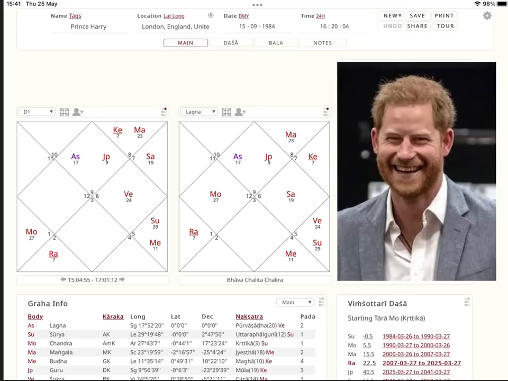Let's look quickly at a different chart. Prince Harry, birth chart, Bhava Chalit. Can you see what's changing? Virtually everything is changing.